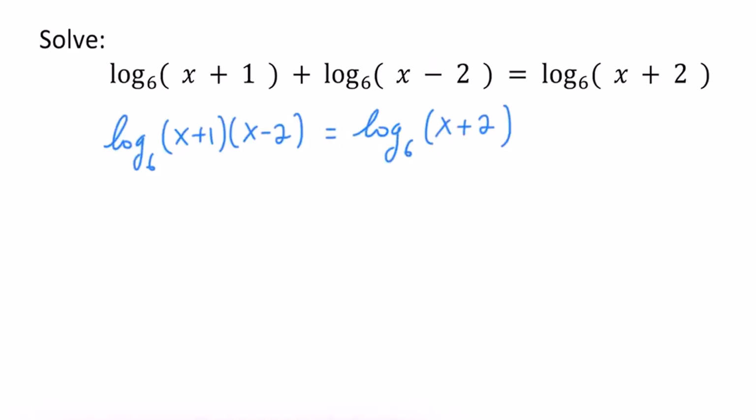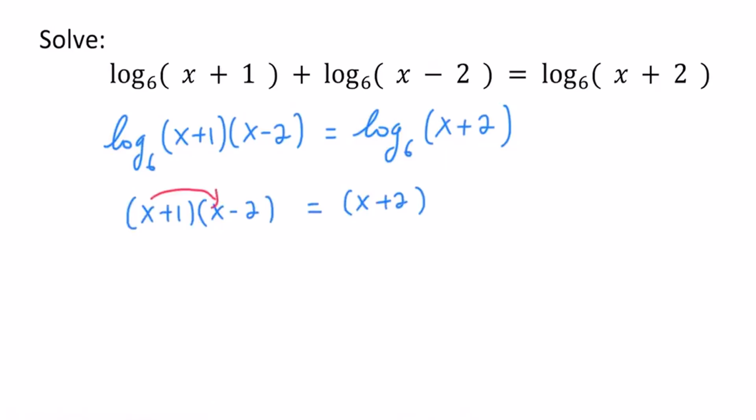So here we have log on both sides. So log base 6, they're the same. That means that the argument (x plus 1) times (x minus 2) must equal x plus 2. So (x plus 1) times (x minus 2) is equal to x plus 2.